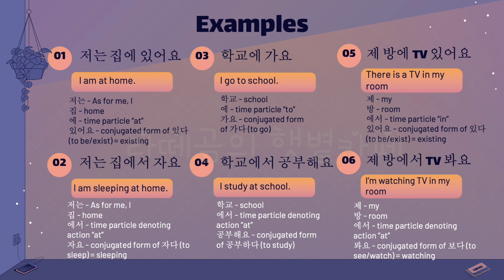And number 6, 제 방에서 TV 봐요. 제 방, my room, 에서, what's occurring in my room. TV 봐요. Watching TV. So I am watching TV in my room.